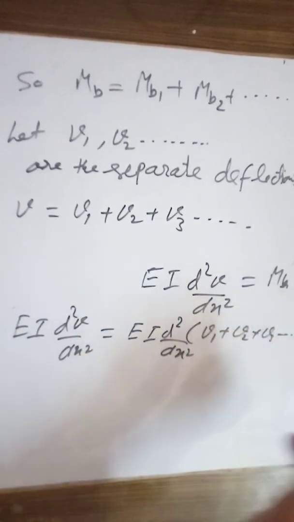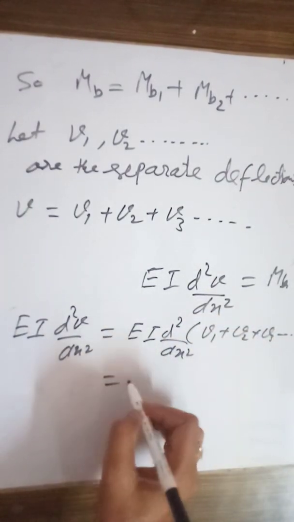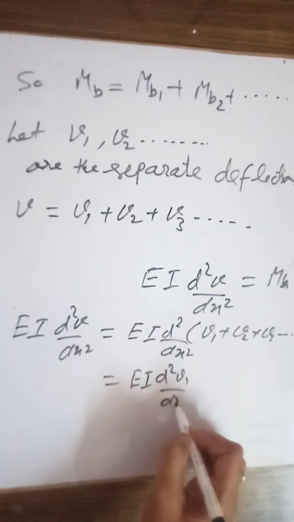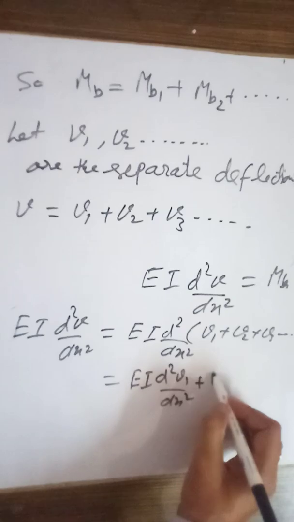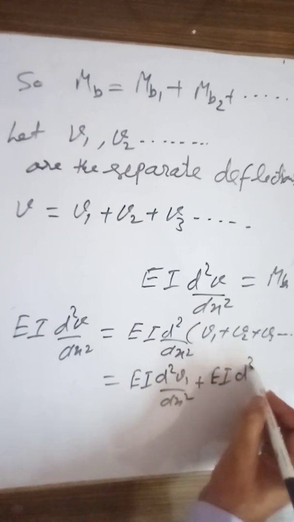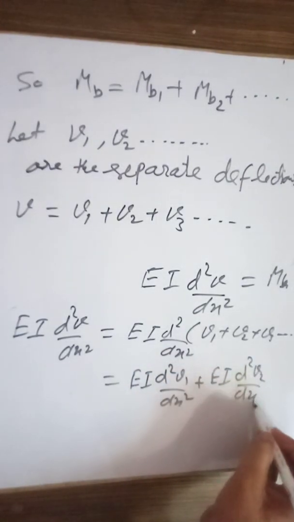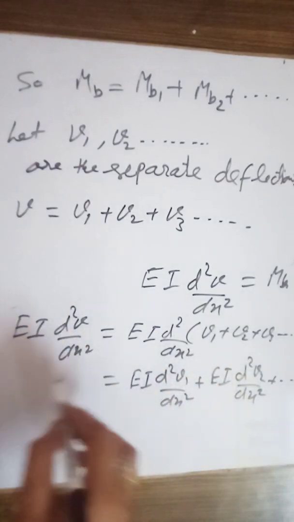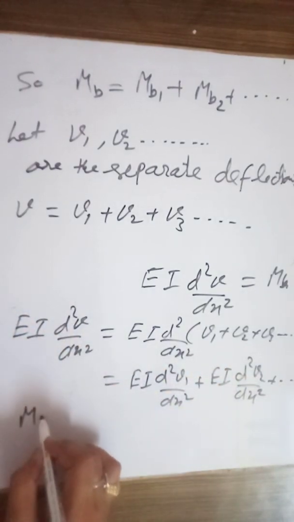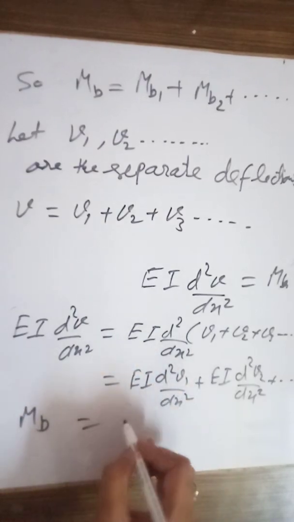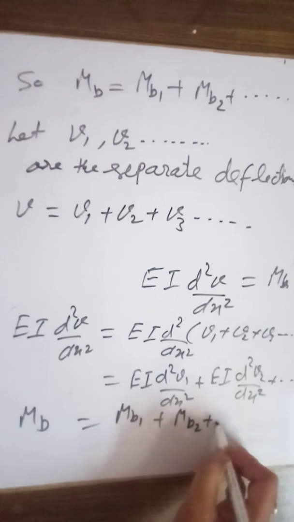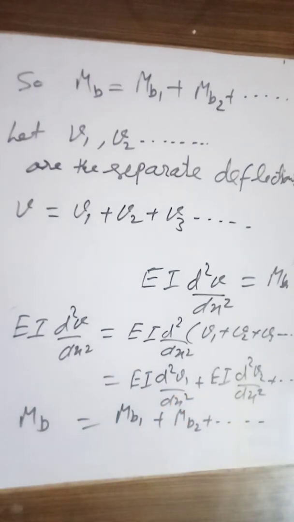If we distribute it, it is EI d2v1 over dx square plus EI again d2v2 over dx square and so on. This particular term can be represented by M_B, and that equals M_B1 plus M_B2 plus and so on. So this is nothing but the method of superposition.